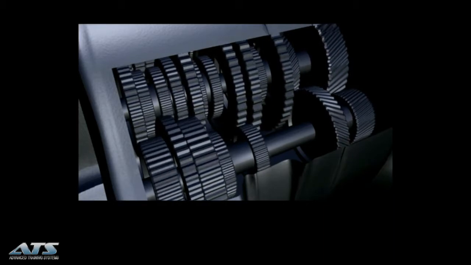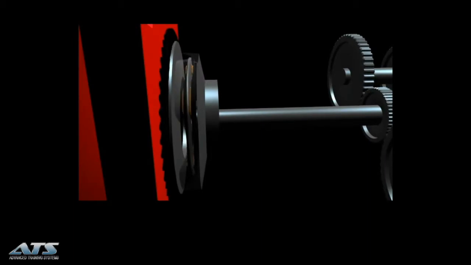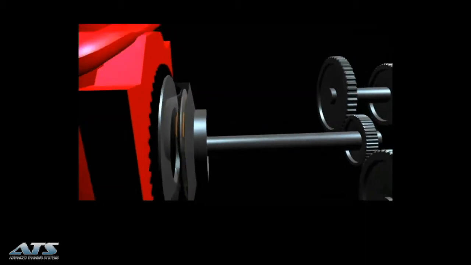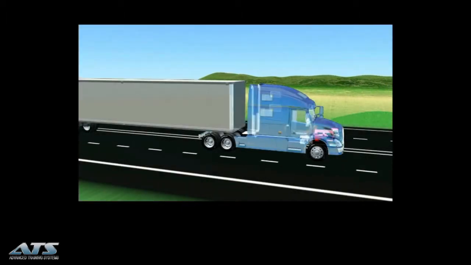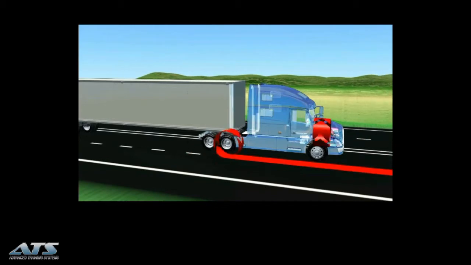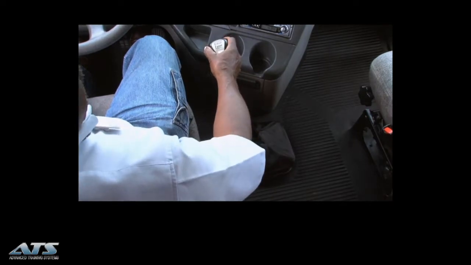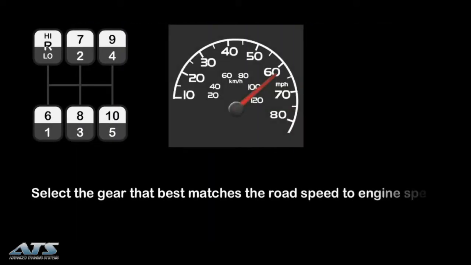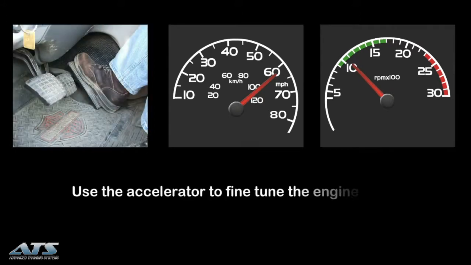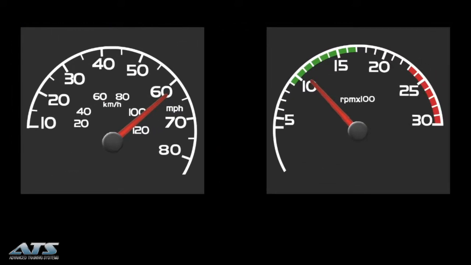The transmission contains all the different gears that let the engine turn the drive shaft to the wheels at different speeds. The clutch pedal is used to separate the engine from the gearbox so that the shift lever can be used to move the transmission from one gear to another. The movement of the vehicle keeps the drive shaft and transmission gears spinning, even when the engine input shaft has been disengaged by the clutch. In order to shift smoothly back into gear, you must select the gear that best matches the road speed to the engine speed, then use the accelerator to fine-tune the engine speed until the two speeds are the same. When they're at the same speed, the gears will slip smoothly into place, and the clutch is disengaged to seat them firmly together.